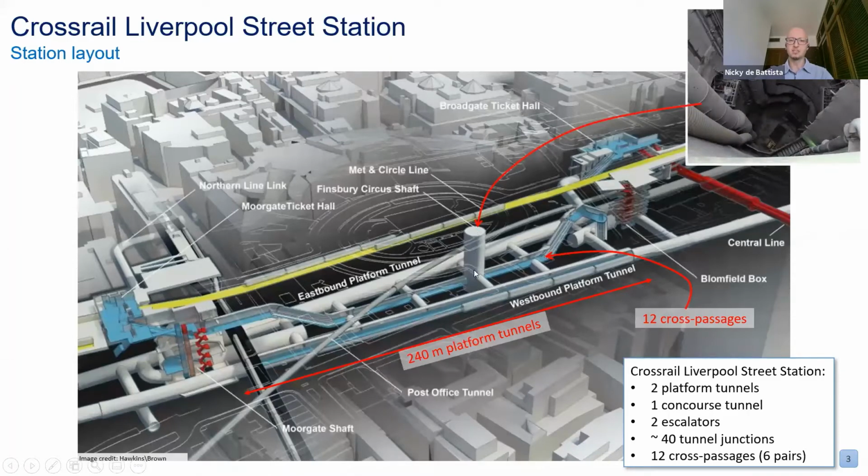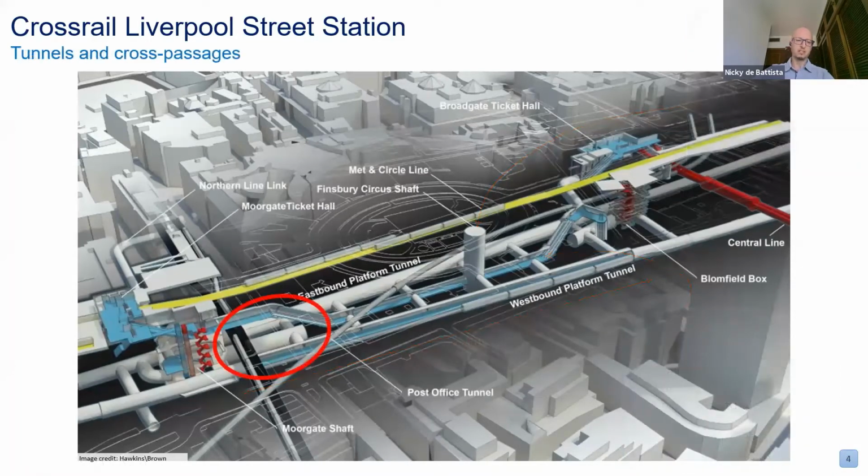This is a view down the access shaft in Finsbury Circus. This was the only access during the construction of the station, and anything that needed to go in and out of the tunnel came through this shaft. And access, human access to the tunnel was through this staircase here, over 200 steps. And you can see it's about 50 meters deep here, and that's how deep the tunnel is under London.